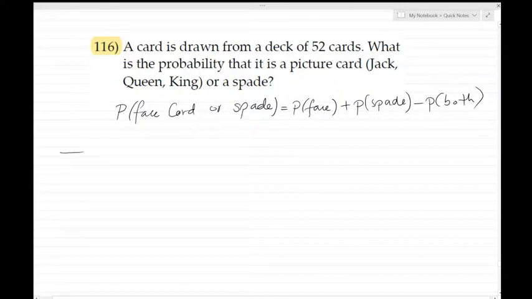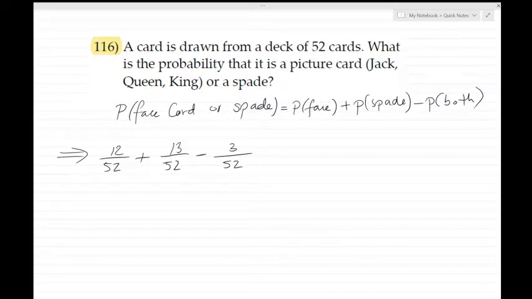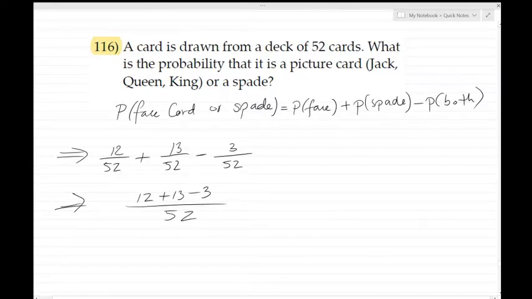So, what is the probability of getting a face card? Well, there are four suits and three faces for each, so 12 out of 52, plus, how many spades are there? 13 out of 52. Now, what is the probability that it is both a face card and a spade? It'll be 3 out of the 52, right? There are three face spade cards out of the 52 card deck. So 12 plus 13 minus 3, all of that over 52.